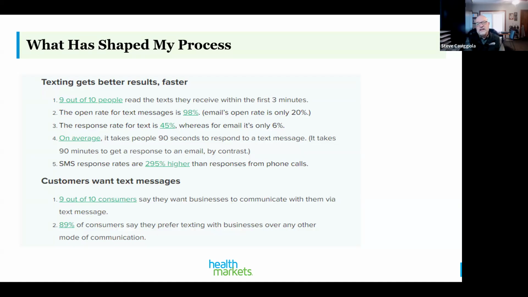On average, it takes 90 seconds to respond to a text message. It takes 90 minutes by email. And text response rates are almost 300% higher than responses from phone calls. So again, I'm sorry, guys, but if you're not incorporating texting into your business, you're falling behind. Why? Because 9 out of 10 consumers say they want businesses to communicate with them via text, and 89% of consumers say they prefer texting with businesses over any other mode of communication. It's just the reality of it, guys. Texting is the new form of communication.